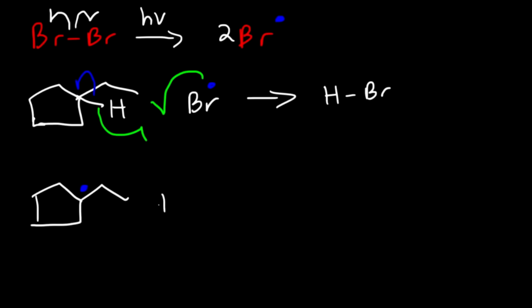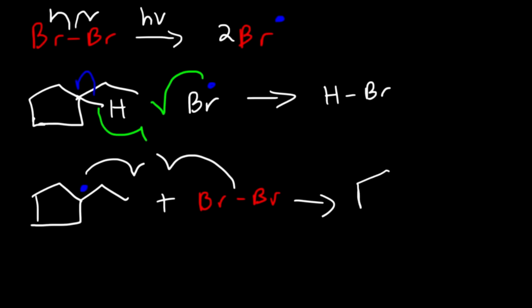Now this radical, we can react it with another bromine molecule, since we have plenty of them in the reaction. So one of the electrons in the bond between the two bromine atoms will react with the radical, giving us the product. The other bromine atom is going to take the other electron with it, regenerating the bromine radical. So that is a propagation step, since we have one radical on the left and one on the right.